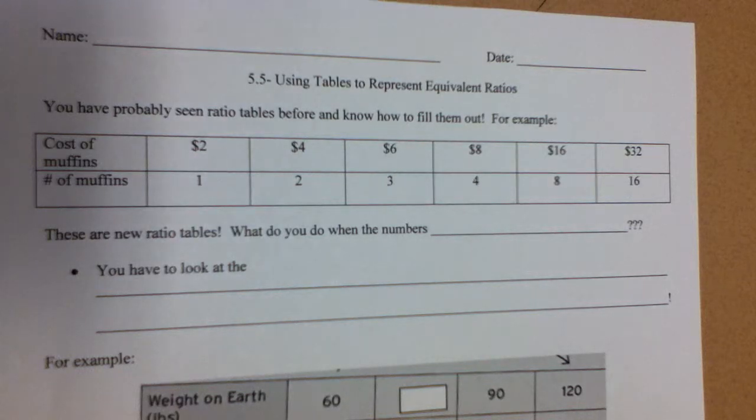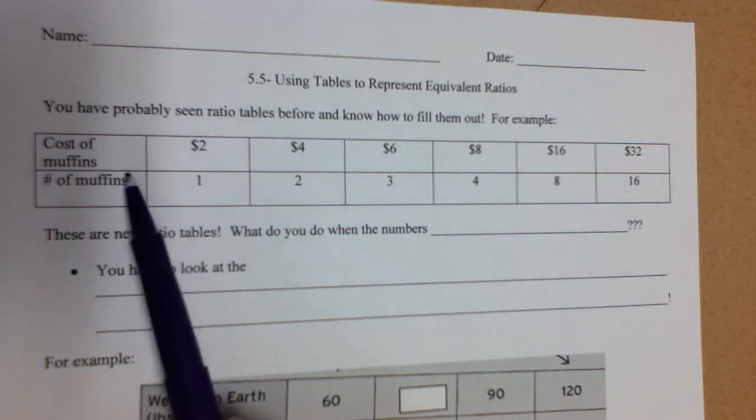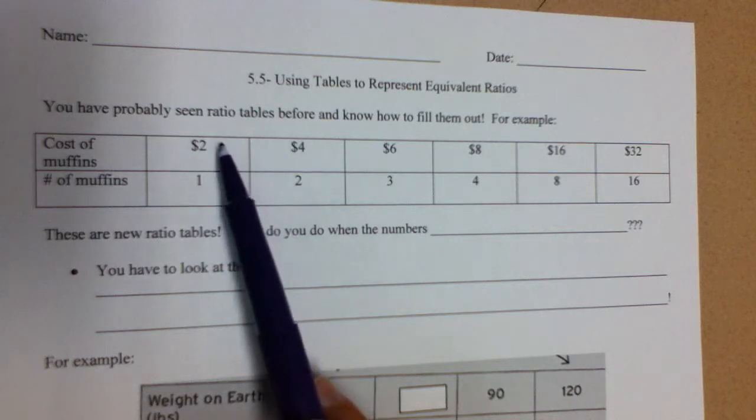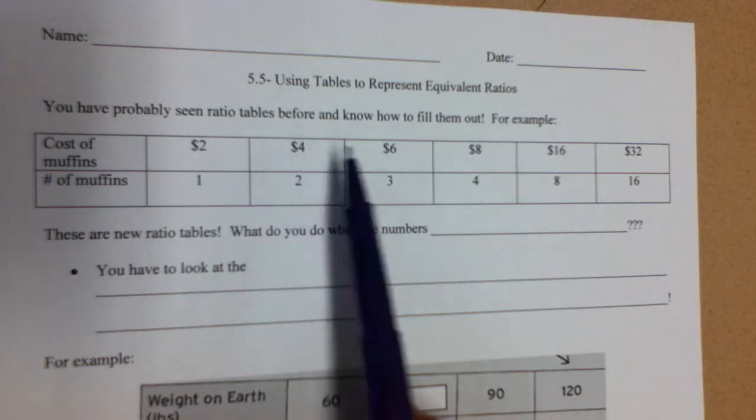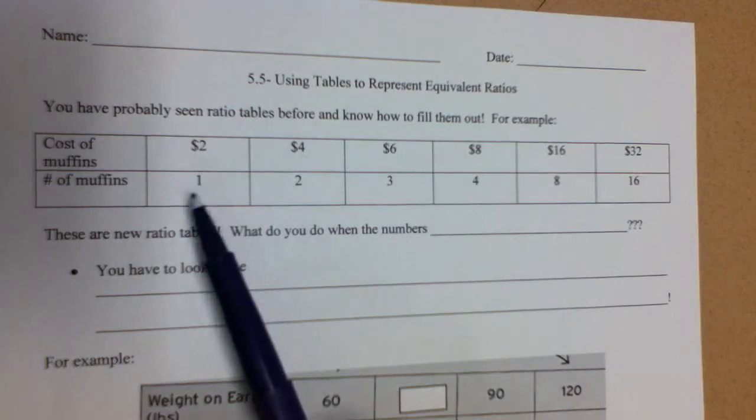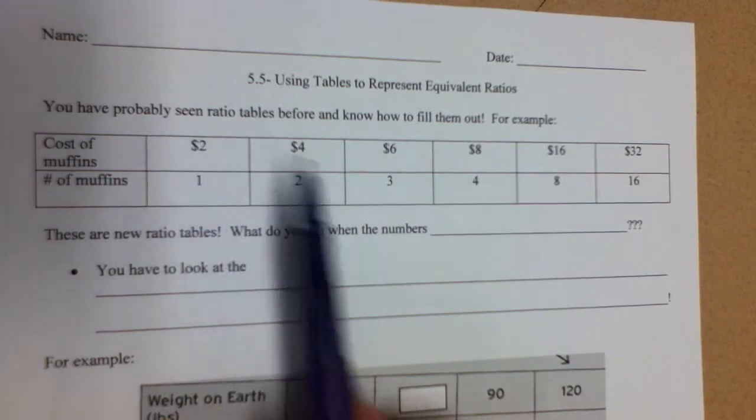Alright, here's our flipped classroom lesson on 5.5, which is using tables to represent equivalent ratios. You've probably seen ratio tables before, and you know how to fill them out. So here's an example of one. If you buy one muffin, it costs $2. If you buy two muffins, it costs $4. Three muffins is $6, so on and so forth, because each muffin, as you can see, is $2.